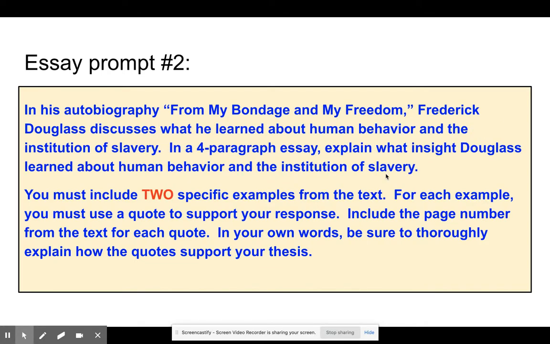Okay, here's essay prompt number 2. In his autobiography, From My Bondage and My Freedom, Frederick Douglass discusses what he learned about human behavior and the institution of slavery. In a 4-paragraph essay, explain what insight Douglass learned about human behavior and the institution of slavery. You must include 2 specific examples from the text. Again, you may include more. 2 is the minimum. For each example, you must use a quote to support your response. Include the page number from the text for each quote. In your own words, be sure to thoroughly explain how the quotes support your thesis. Again, the thesis comes from the prompt here.